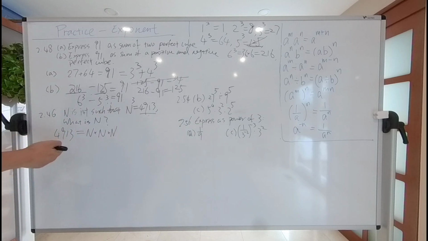So first of all, observing from this given number, it's an odd number, so the number 2 won't be a factor.